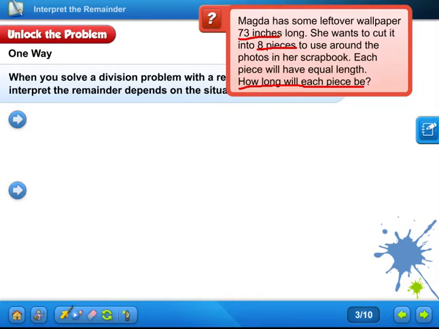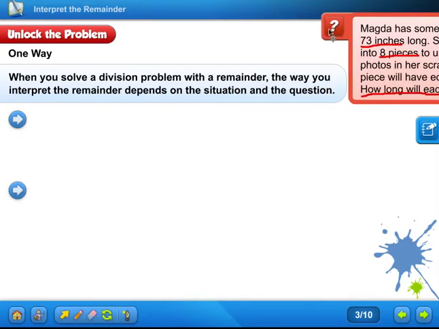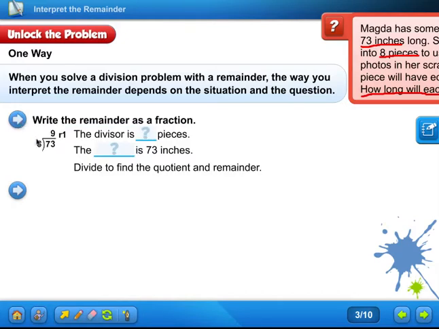So let's read this right here. When you solve a division problem with a remainder, the way you interpret the remainder depends on the situation and the question. So let's look at what they're trying to help us do right here. They actually solve this problem for us. They said all they want you to do is write the remainder as a fraction. That's what they want us to do.